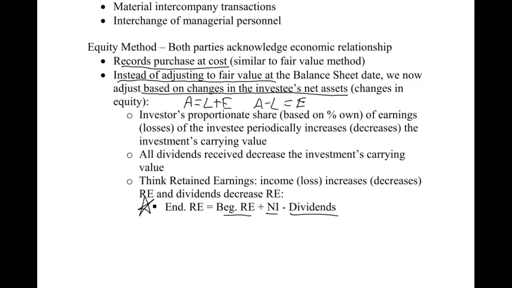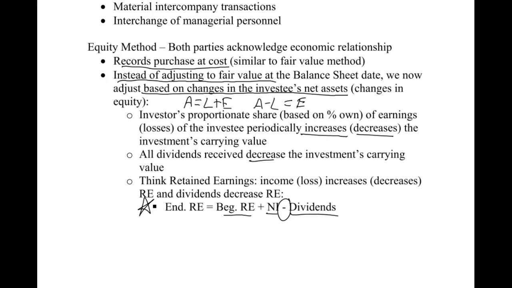So if you look back up here, we're going to recognize our proportionate share of earnings or losses if they have it. Assuming it's income, it will increase our investment. And losses will decrease our investment. And then dividends decrease our investment because down here, they decrease retained earnings. So what we're doing is recognizing that we have this economic relationship between the two. As the company we're investing in prospers, we are going to increase our investment. If they are doing things that lower their retained earnings, then we're going to decrease our investment accordingly. So that's just how we account for things under the equity method.